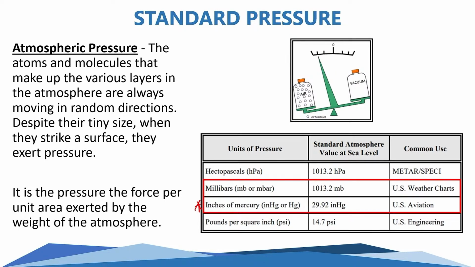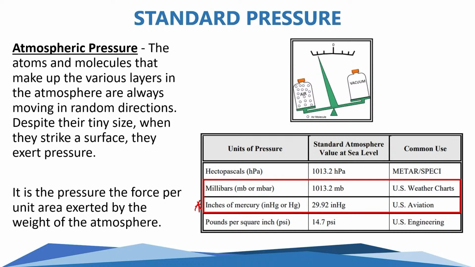The millibars, or MBs, is something that we use in U.S. weather charts. A lot of them are going to be for winds aloft. 1013.2 is the equivalent of sea level on a standard day. As you go up in the atmosphere and that number becomes smaller and smaller, that just means the pressure is less, and that means you're at a higher altitude. If you go to a commercial pilot or ATP level, you'll need to know a little bit more about millibars.